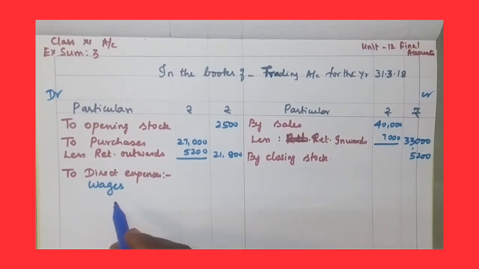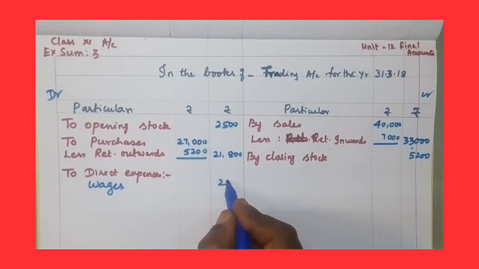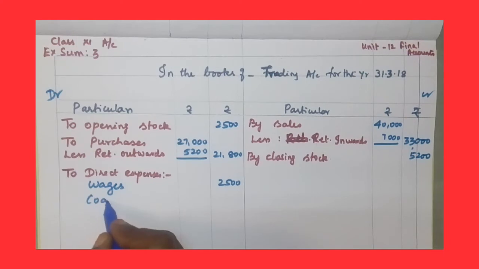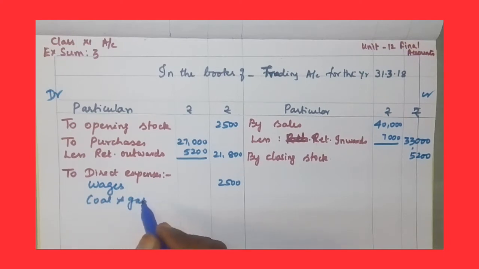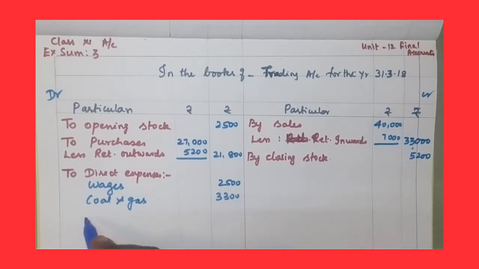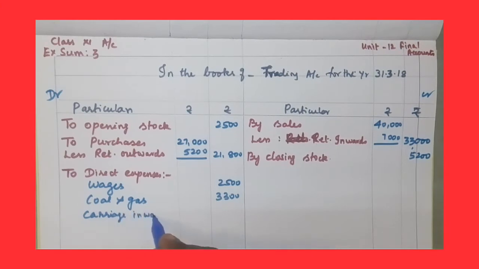Okay, wages they have given 2,500. We can put directly in the outer column, right? Next, coal and gas. This is also direct expenses. So we are writing it here, 3,300. Next, carriage inwards. See, carriage inwards means the expenses incurred in order to bring the goods inside the business. So that comes under the trading account. Whereas carriage outwards will appear in the P&L account. Right? That I will tell you later. So these are all the direct expenses given in this sum.